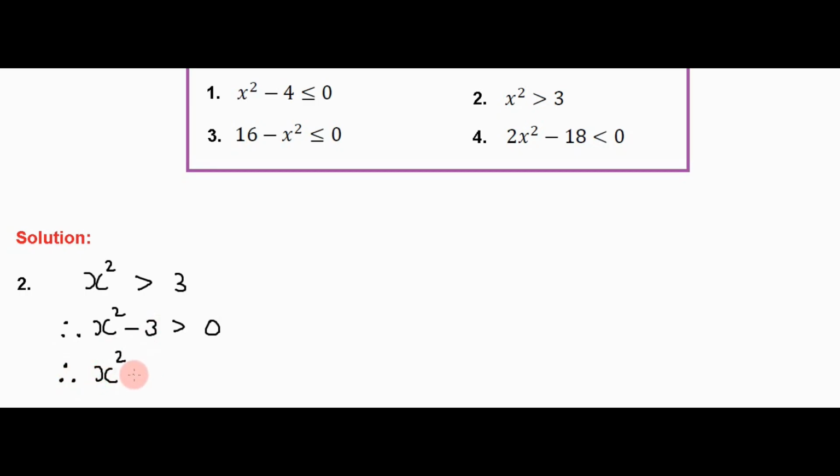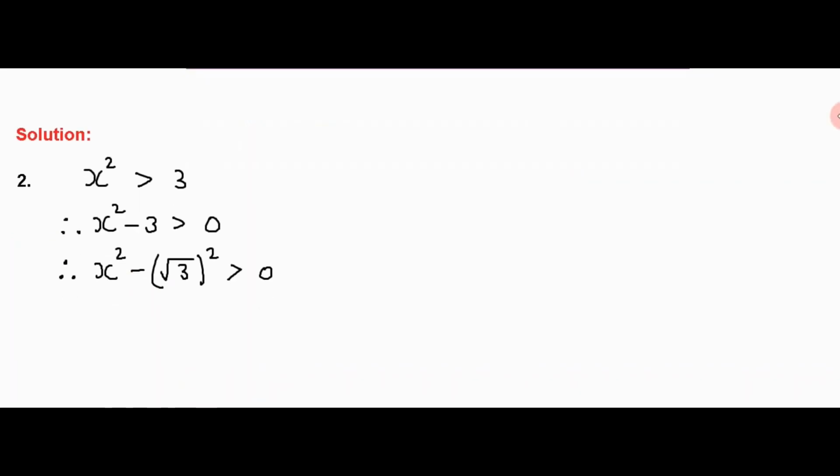So we can write it as x squared minus the square root of 3 all squared. The square root of 3 all squared, of course, will give us 3. Now it's a difference of squares, and we can factorize it as such. So we can write x minus the square root of 3 times x plus the square root of 3. This is greater than 0.